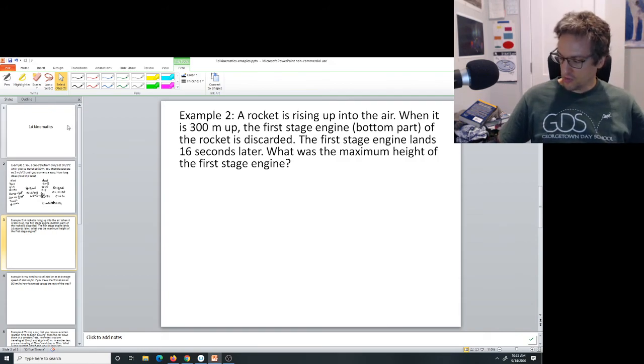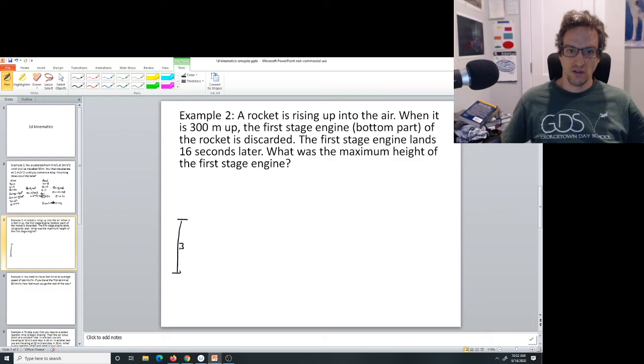Okay, so if I want to draw the trajectory of this, the engine is here, 300 meters up in the air. The engine's here, and the rocket's up here.